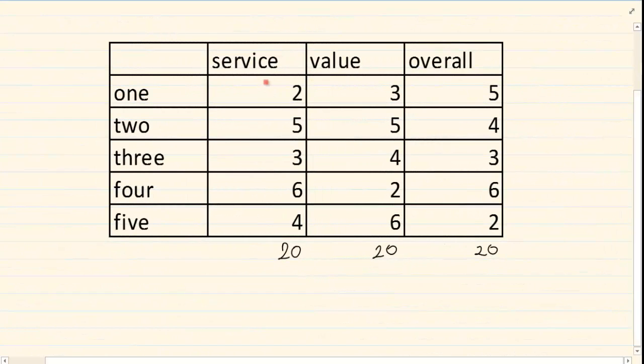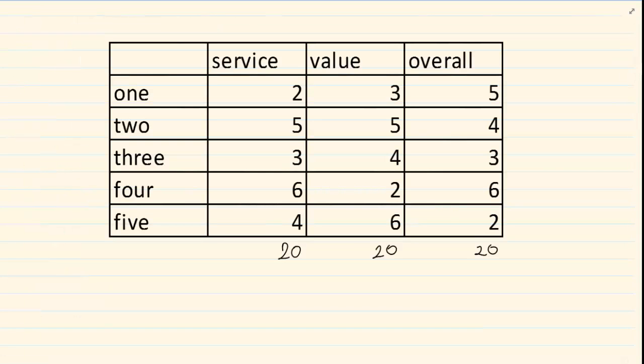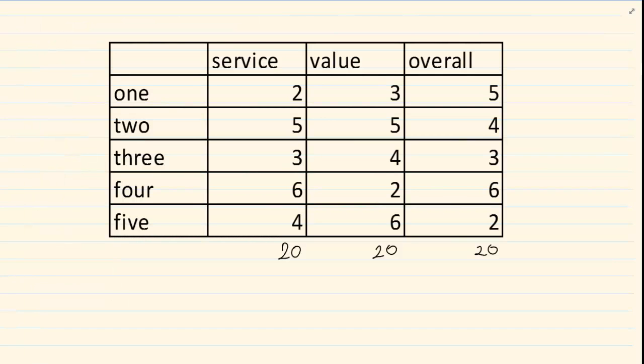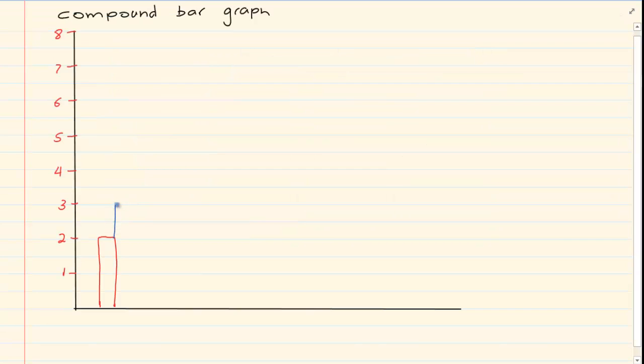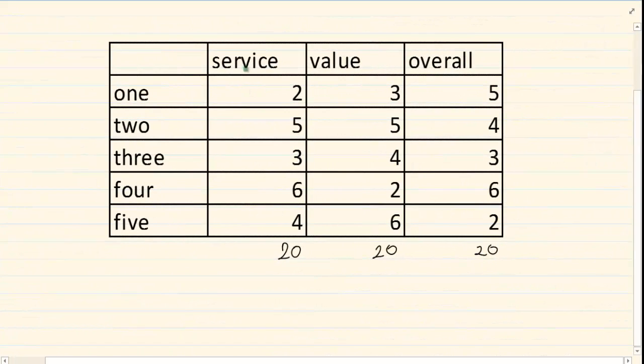For 1, we had service as 2, value as 3, and overall as 5. So, we're going to have a graph for service. Service is 2. So, we're going to go up till 2. And then he's got value as 3. And he's got overall as 5. That was for number one. There were two people that rated his service as one. There were three people that rated his value as one. And overall, there were five people that rated his overall service on one.